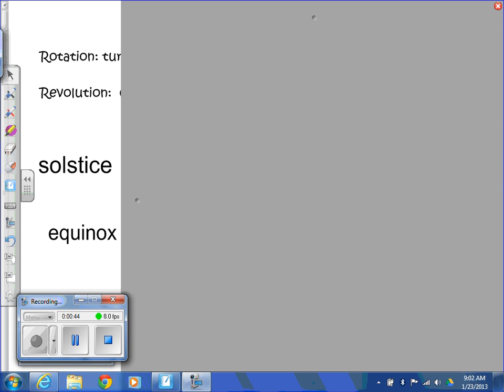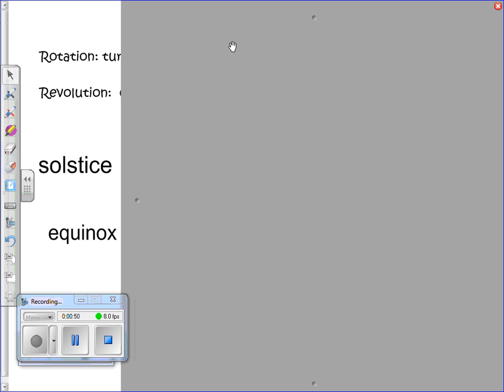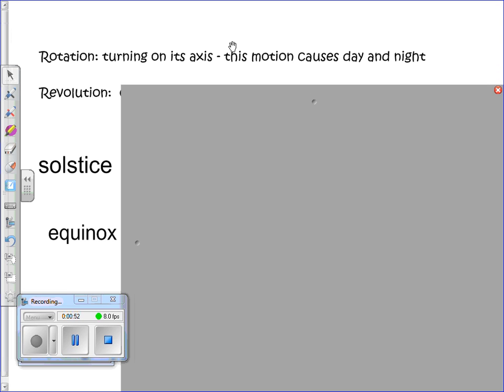Both of these are circular motions. Okay, so let's take a look here. We have a lot of crazy answers. Rotation, you're rotating on an axis, and this is causing day and night. So if you think about the Earth, the best way to draw it is, here's the Earth. You can draw the axis through the north and south poles, and rotation on the axis is that it's turning this way. It's rotating on an axis. The best way to remember it is just remembering rotating on an axis. Okay?